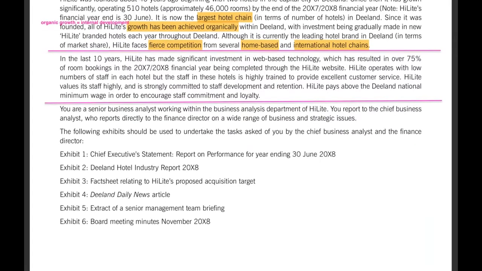In the last 10 years, Highlight has made significant investment in web technology. Okay, this is important as well. Okay, investment in web technology. Okay, what's the result of this? That means the consequences of this particular investment. Okay, 75% of the room bookings in 2007 to 2008 financial year, okay, actually were being completed through the Highlight website. Okay, that means people were to actually book the hotel through the website. Okay, they go to the Highlight website.